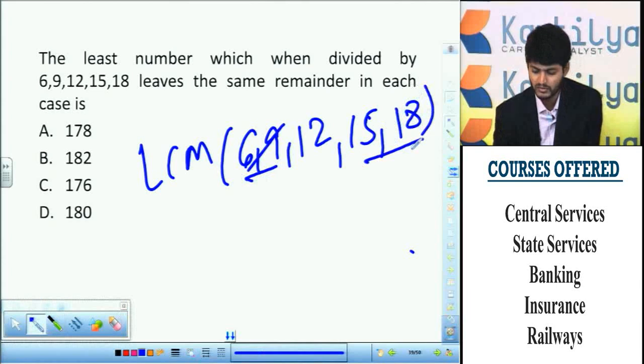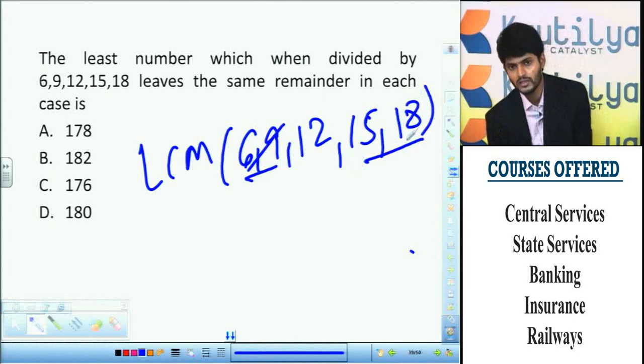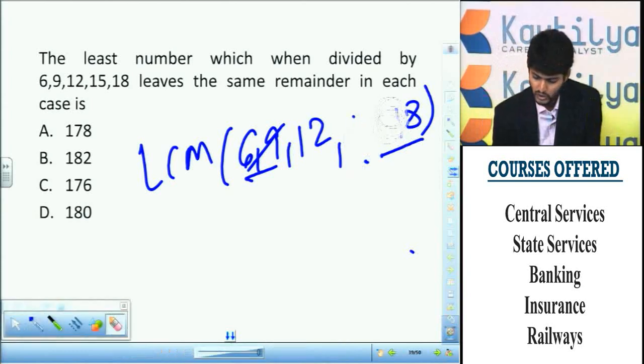Now you take these two numbers: LCM of 15 and 18. So you just keep multiplying. 15 ones are 15, not possible, it is not common. 30 is not possible, 45 is also not possible, 60 not possible, 75 not possible, 90. 18 fives are 90, 15 sixes are 90. So I can remove these two numbers and replace them with 90.